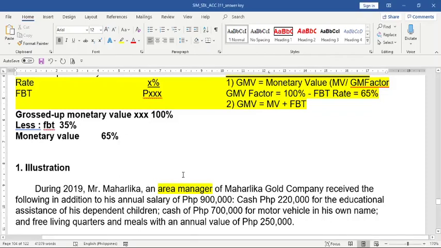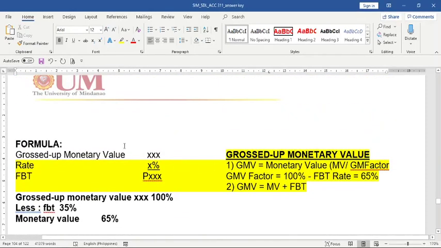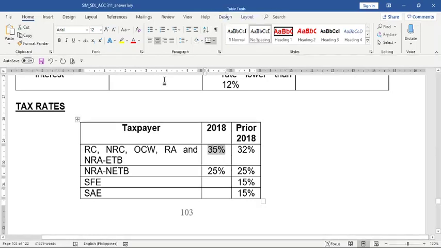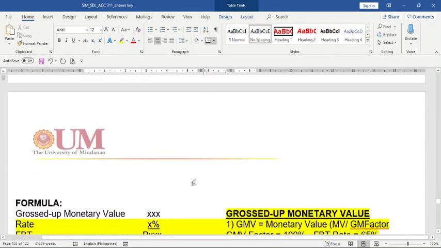Hello, so let's continue our discussion about the fringe benefit tax. We stopped on this topic, the tax rate. Let us recall: for resident citizen, non-resident citizen, overseas workers, resident alien, and non-resident alien engaged in trade or business, the fringe benefit tax rate is 35%, while for non-resident alien not engaged in trade or business, the tax rate is 25%.